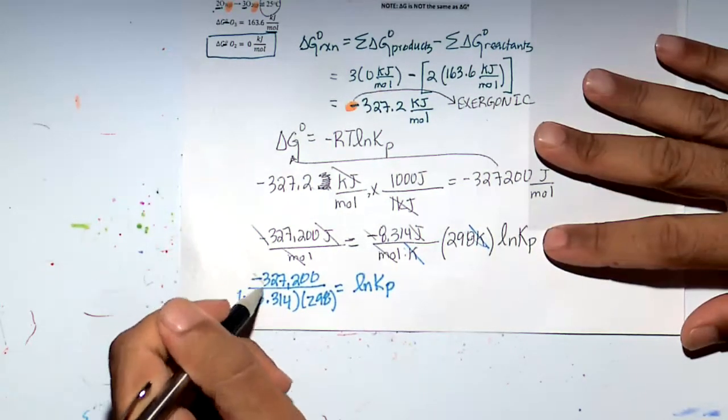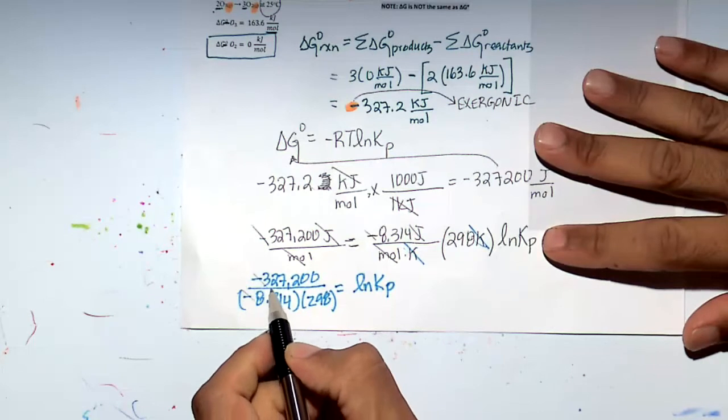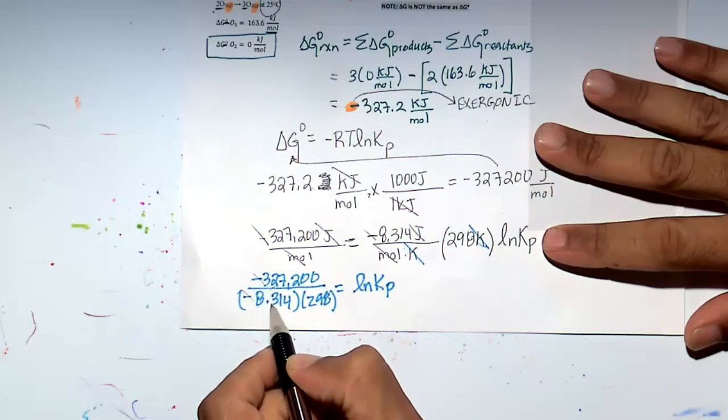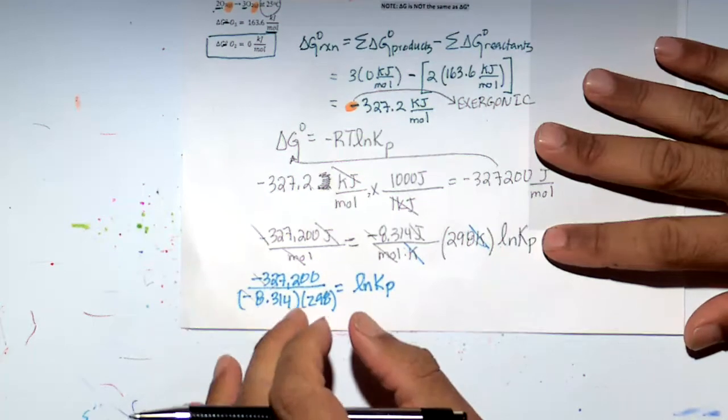So the minuses and minuses give you plus. So 327,200 divided by 8.314 times 298. So that's the natural log of Kp.